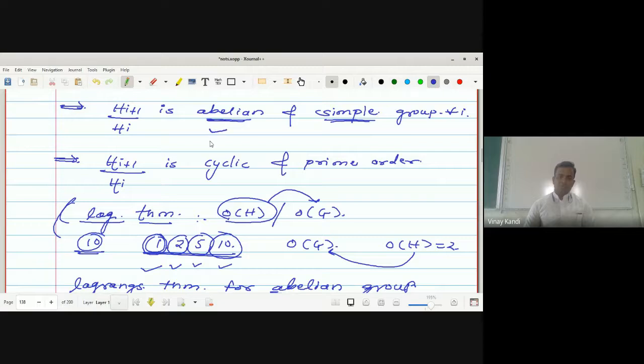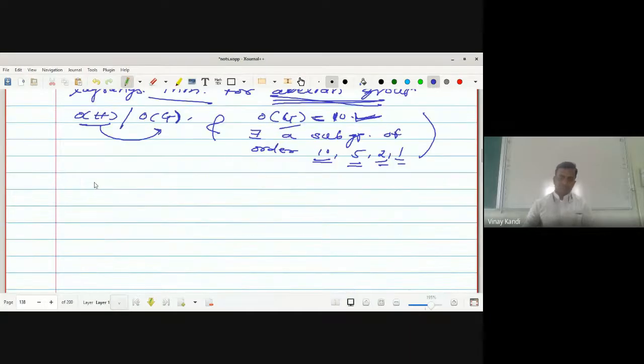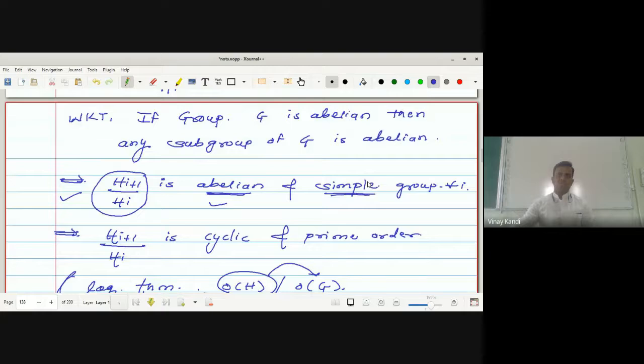What does this say? If it is abelian, a subgroup exists. Why does the subgroup exist? Hi plus 1 upon Hi is abelian. And every subgroup of an abelian group is what? Normal. The next statement: every subgroup of an abelian group is what? A normal subgroup. I stated this: if group G is abelian, then every subgroup is a normal subgroup.